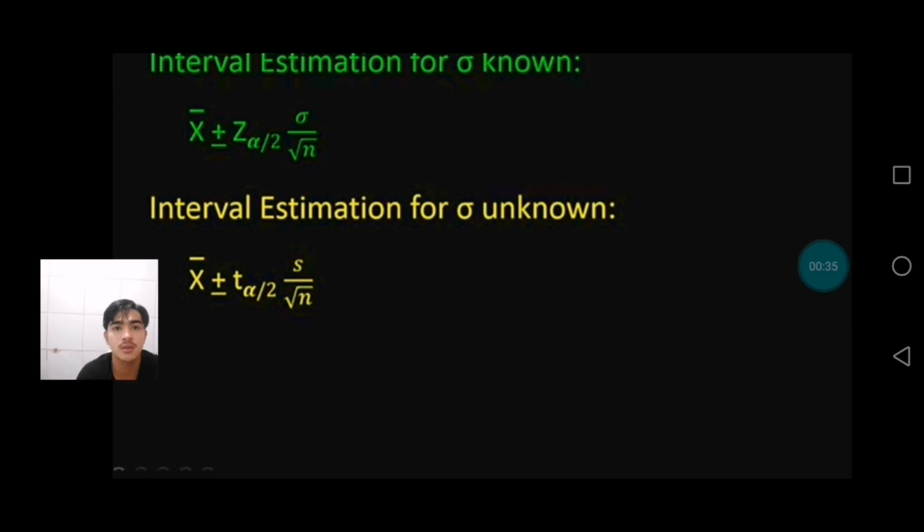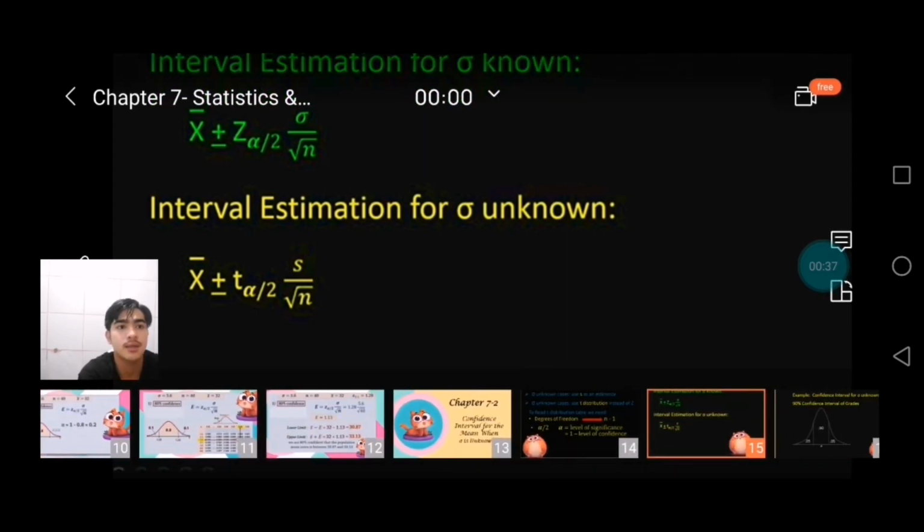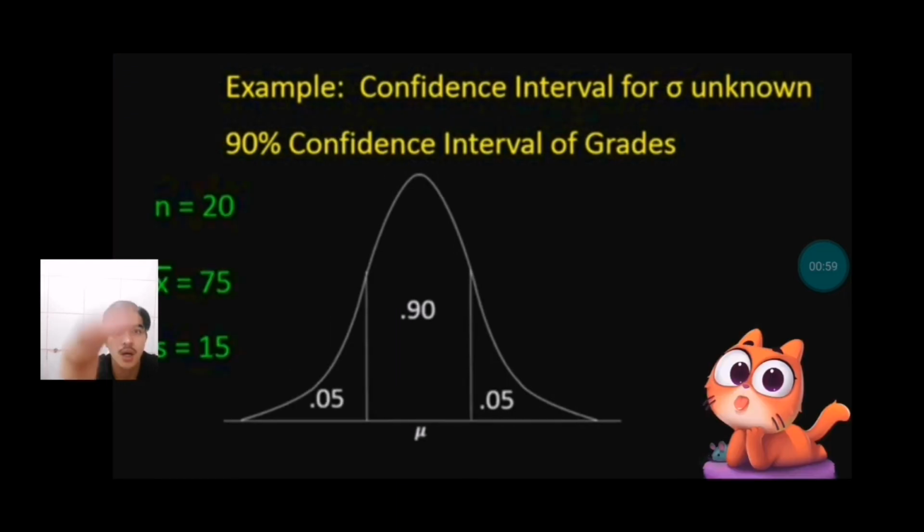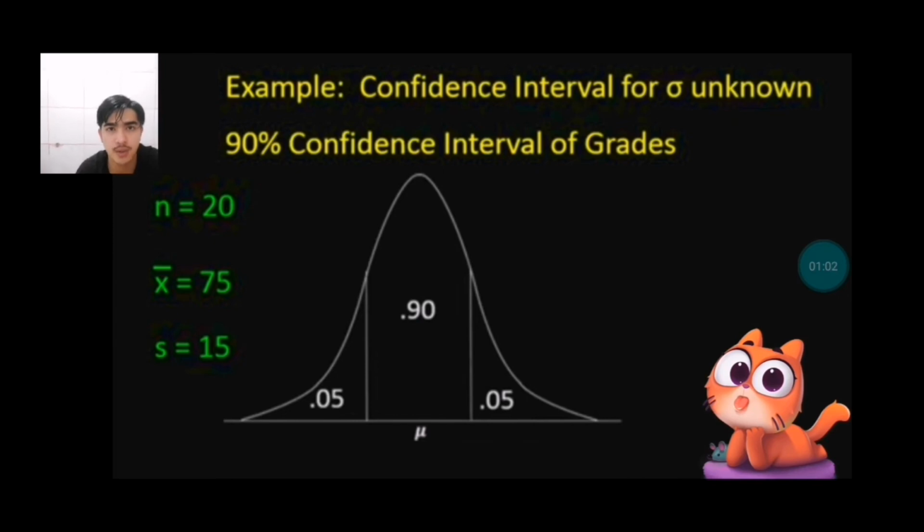Let's have an example. Let's say we want to draw a 90% confidence interval on the true average grade of a population of students taking a statistics exam. Assume we don't know sigma, the population standard deviation. So we take a sample of n equals 20, with a sample average of 75 and a sample standard deviation of 15.